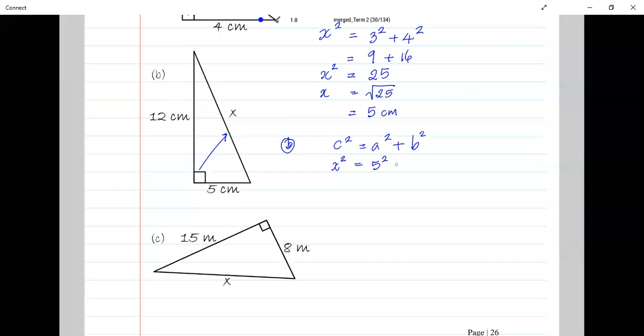This should be 5 squared plus 12 squared. And it doesn't matter which one is A and which one is B. 5 squared is 25. 12 squared is 144. 25 plus 144 is 169. So X squared is equal to 169. The opposite of square is square root. Therefore, X is the square root of 169. And so X is equal to 13 centimeters.